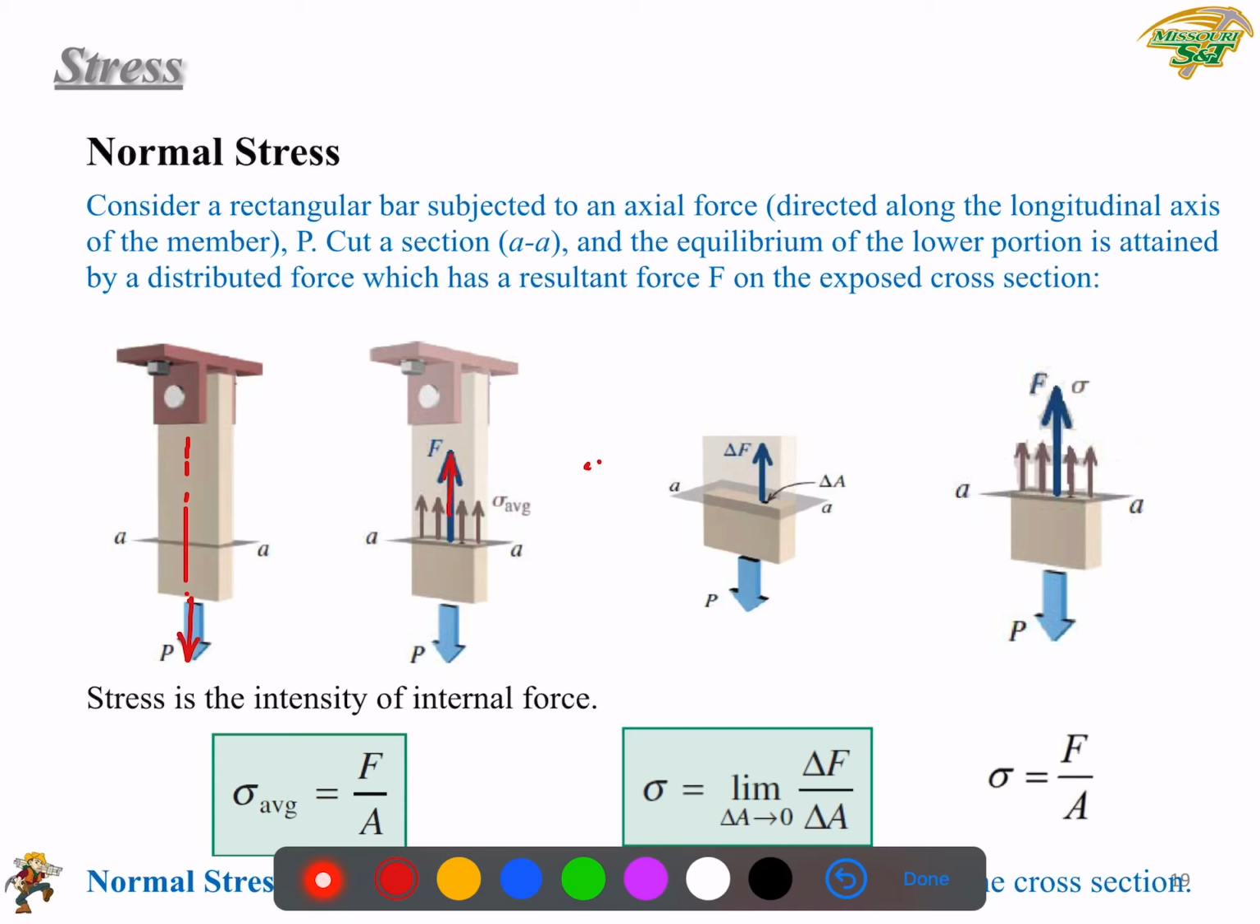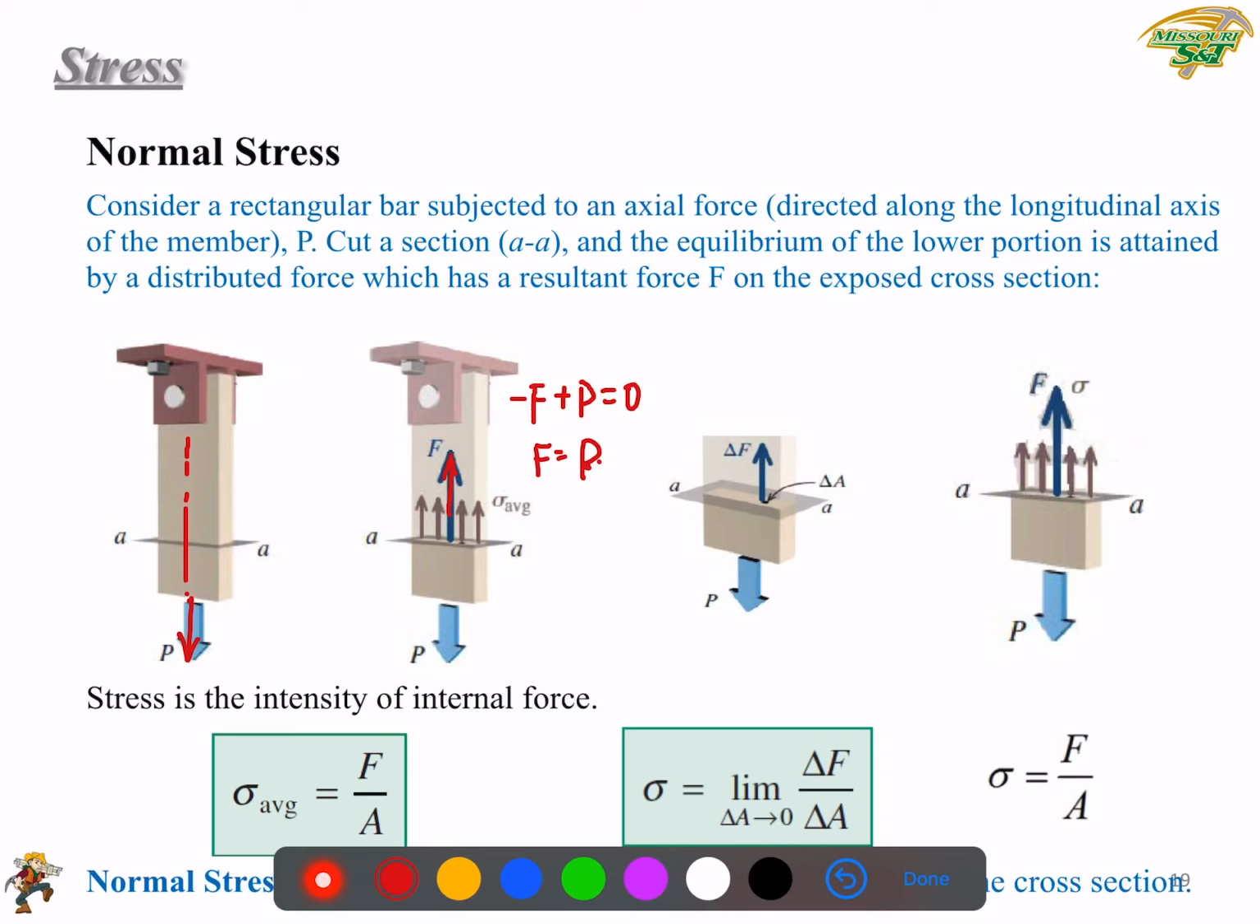Okay, so the second diagram is a free body diagram. So based on statics, you should easily derive an equilibrium equation that says negative F plus P equals 0. So you can calculate that F equals P. Right, so this is the internal force. Then based on the definition, we can calculate that the average normal stress, sigma average equals F over A.